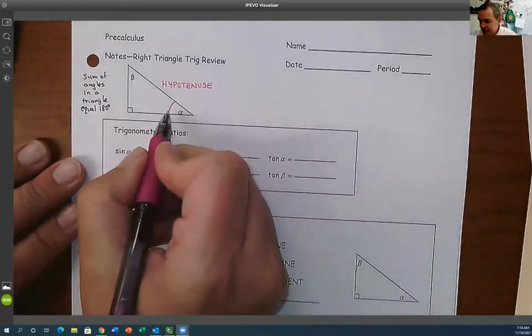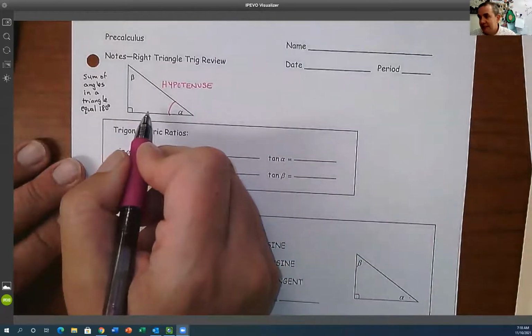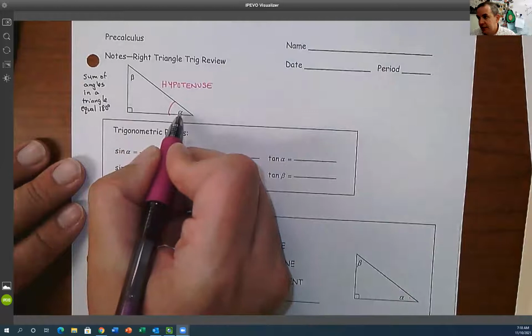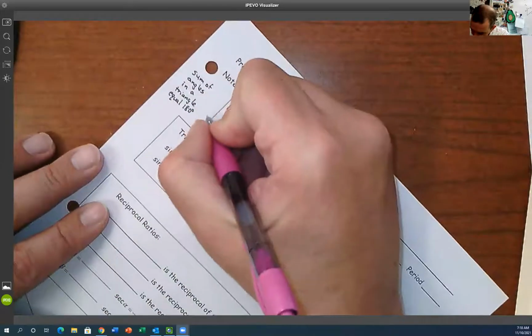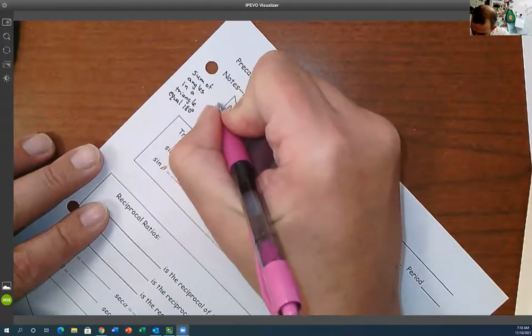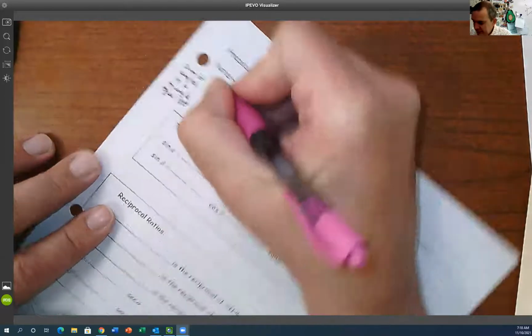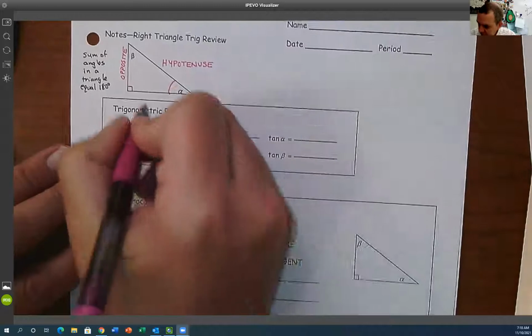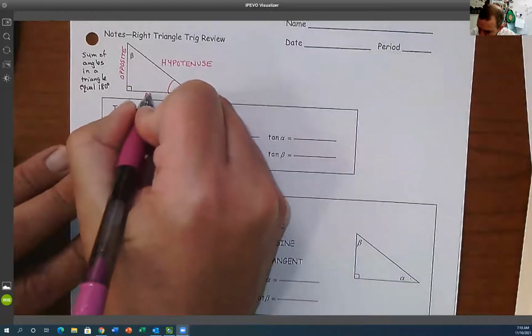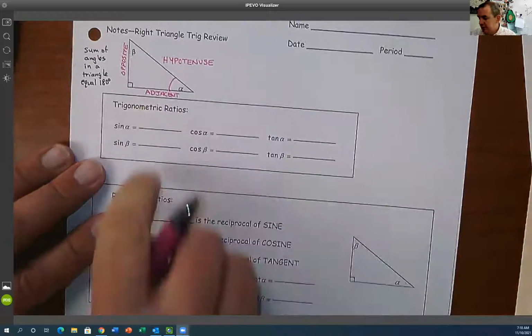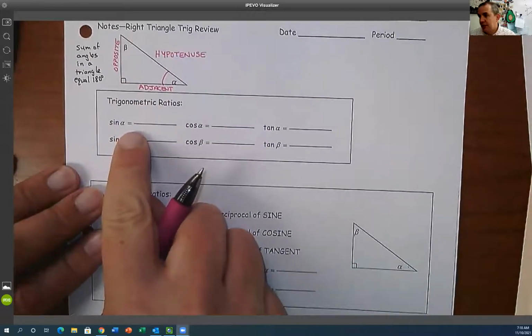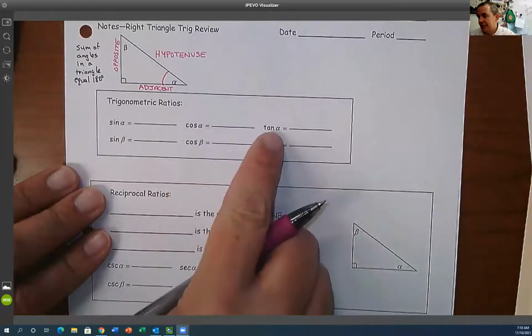But now what we're going to do is look for opposite sides and adjacent sides. So in this case, if I look from alpha across from it, this guy right here is going to be known as the opposite side. It's opposite the angle alpha. This one down here is going to be the adjacent side. It's next to the angle alpha. So your trigonometric ratios are sine, cosine, and tangent.